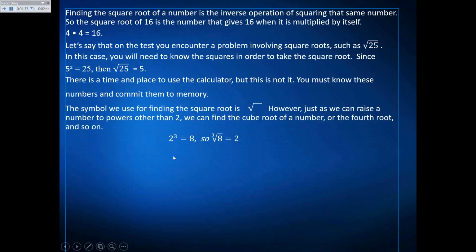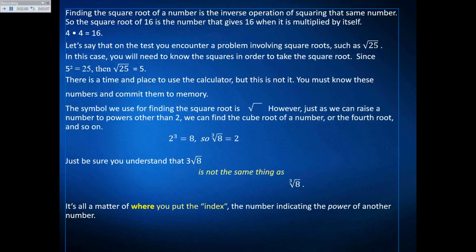That's the same thing as 2 times 2 times 2. And then we could have the cube root of it. Just notice where we put this 3. That means the cube root of 8 would equal 2. I want you to be sure that you understand that 3 times the square root of 8 is not the same thing as the cube root of 8. They are very different. It's all a matter of where you put the index, the number indicating the root of another number.